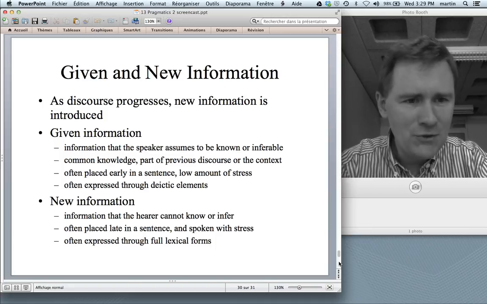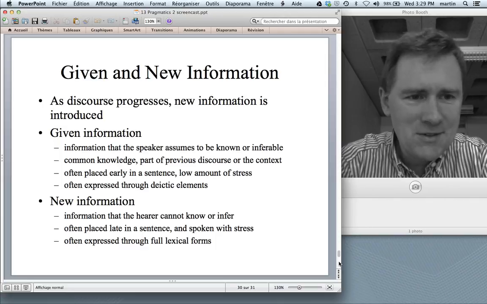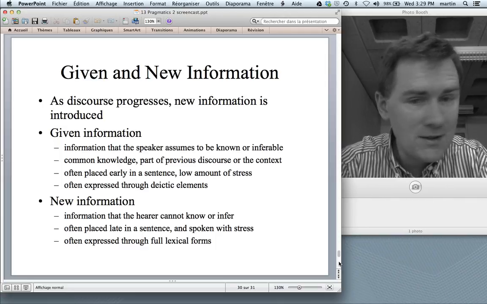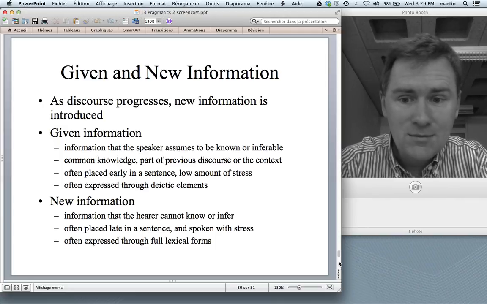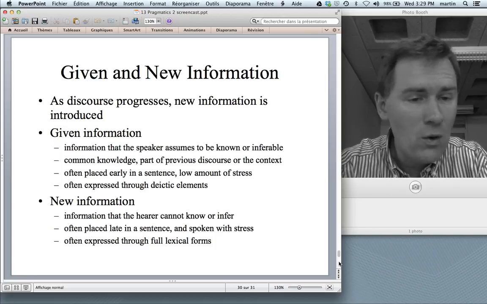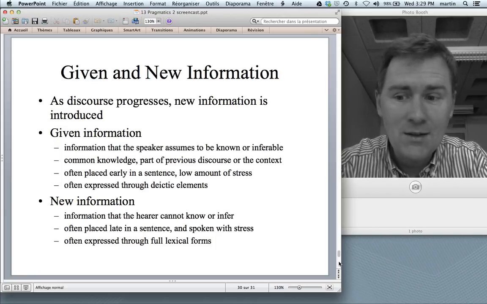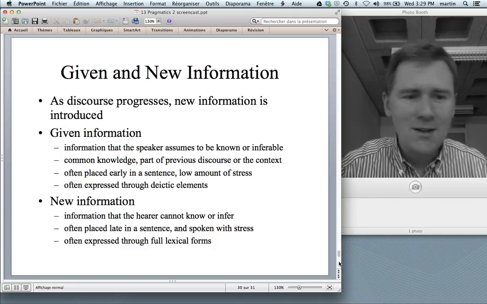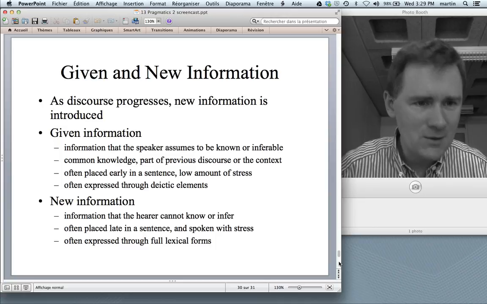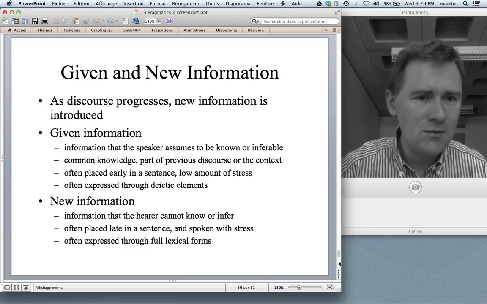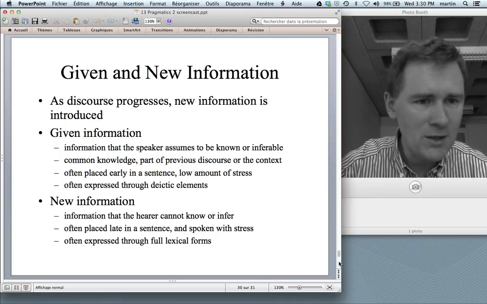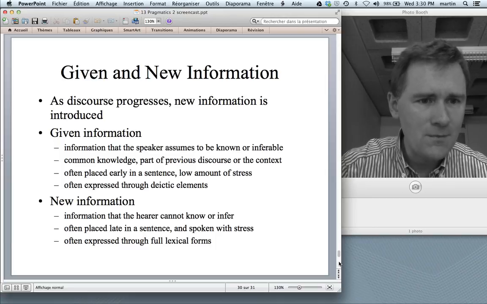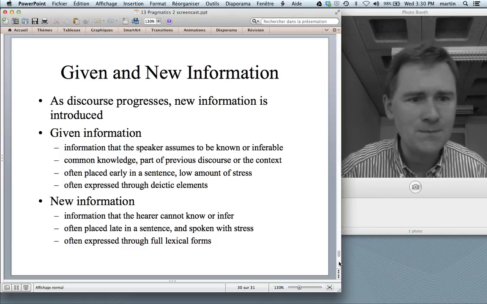Now, given information in linguistic utterances is often placed early in a sentence. And it often receives a low amount of stress. And it's often expressed through deictic elements. And why is that? Well, it's because it's something that you already know, okay? So I'm giving you this to present a piece of given information that you can hook on to, and then I say something new about it.